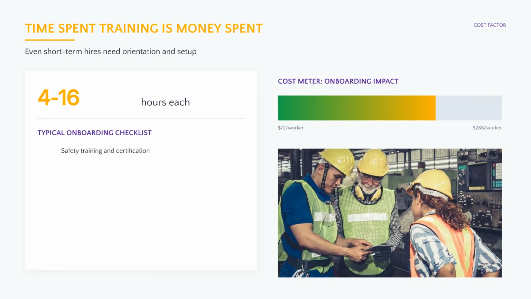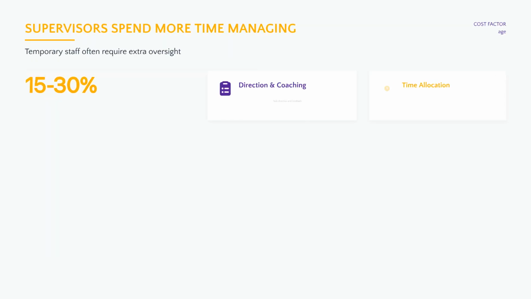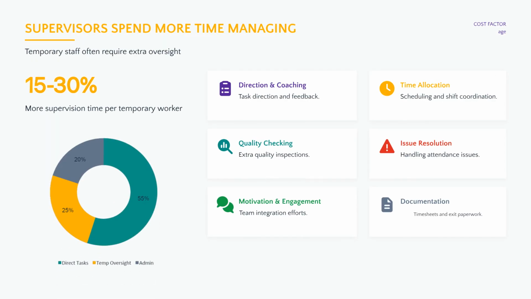Onboarding temporary workers requires time and resources, typically spanning 4 to 16 hours per worker. High turnover further compounds these costs, as each departure means retraining. Supervisors spend an extra 15 to 30% of their time managing temporary workers. This additional oversight includes coaching, quality checking, motivation, and handling administrative tasks.